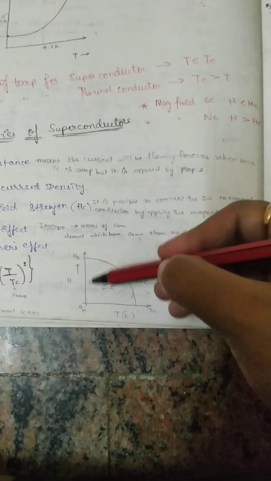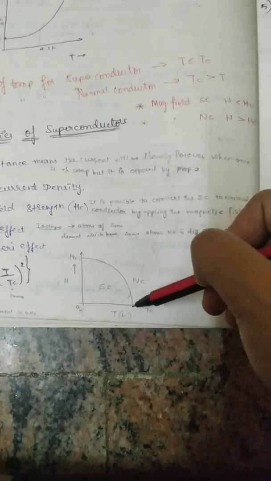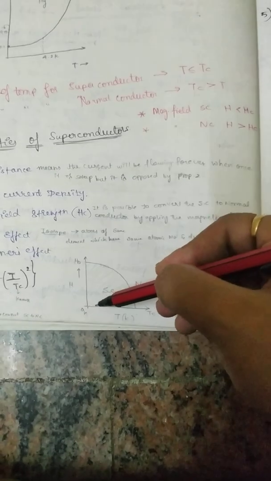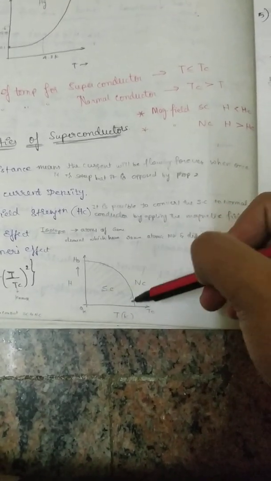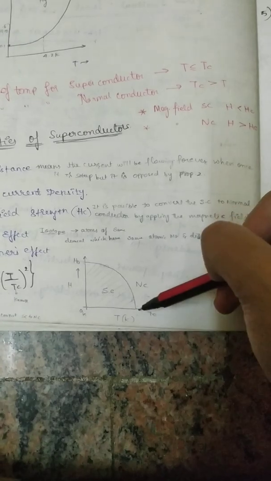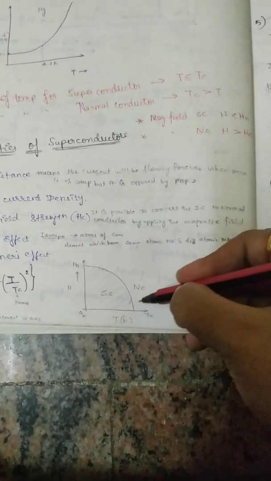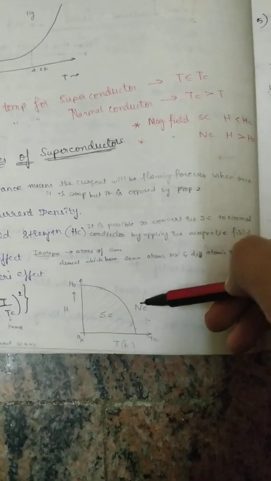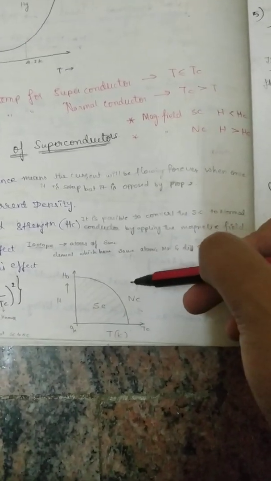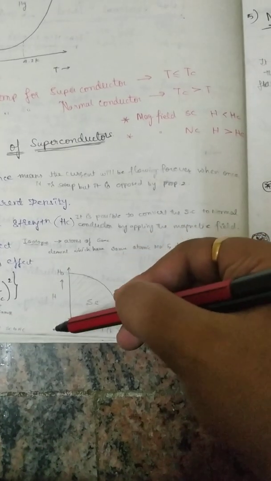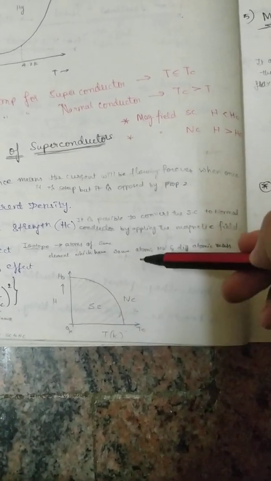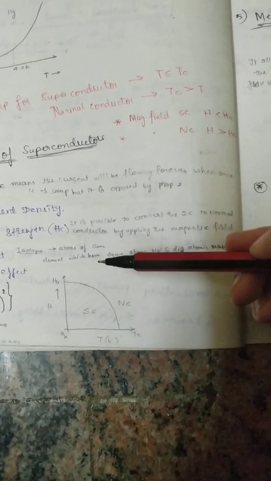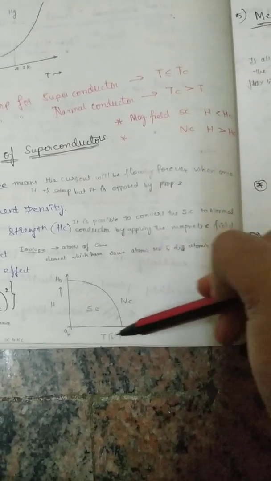So in this region, between this temperature and this field strength, any metal will act as a superconductor, and above this temperature and above this field strength, it will act as a normal conductor. This is a graph which depicts the performance of any metal. We can take any metal as an example and plot this kind of graph.